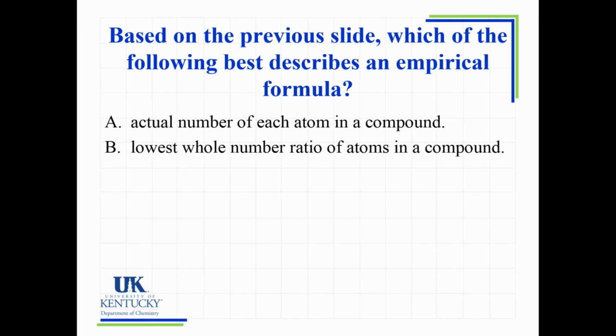Okay, well, I hope that you chose B, the lowest whole number ratio of the atoms in the compound. A is actually the description of a chemical formula, the actual number of each atom in the compound using those subscripts to tell you how many you have. But it's kind of like reducing a fraction. You know, sometimes we might run across a number like 2/4. We would rarely leave it as 2/4. We usually reduce it down and say, well, that is the same thing as 1/2. An empirical formula is kind of like reducing the fraction.